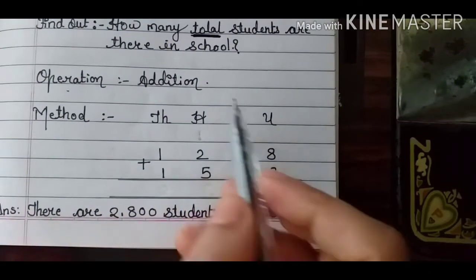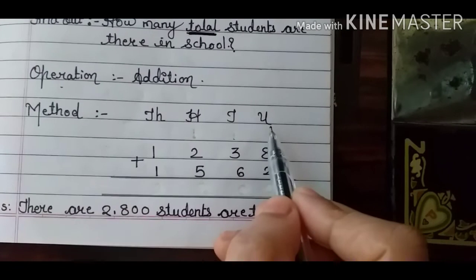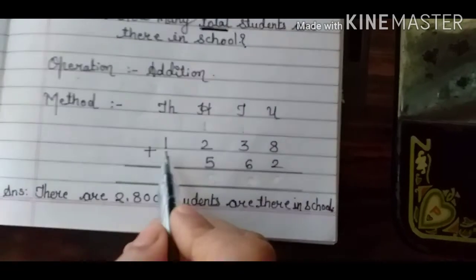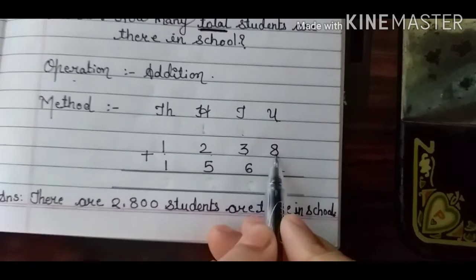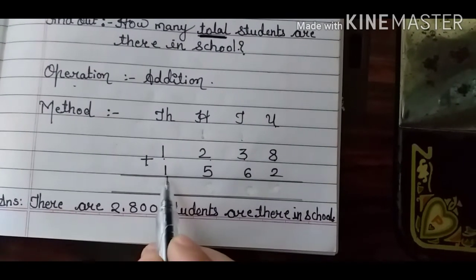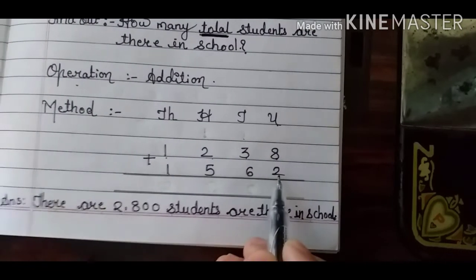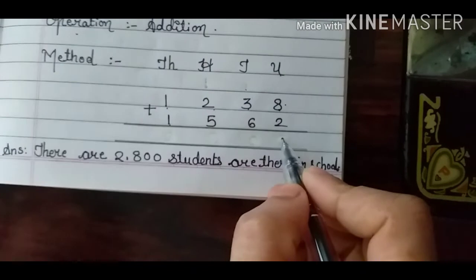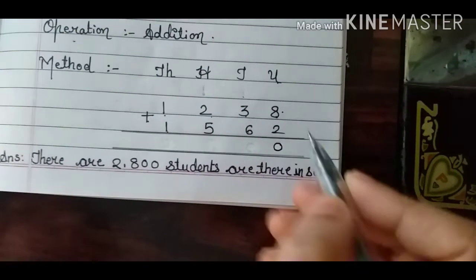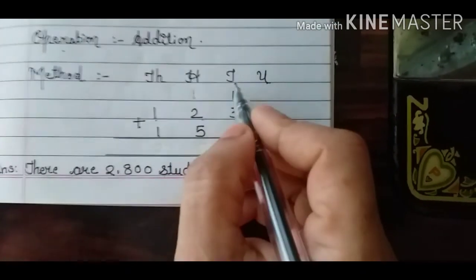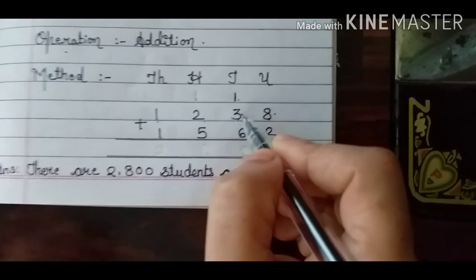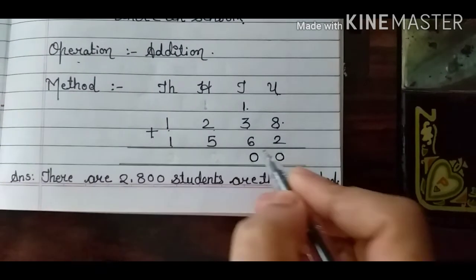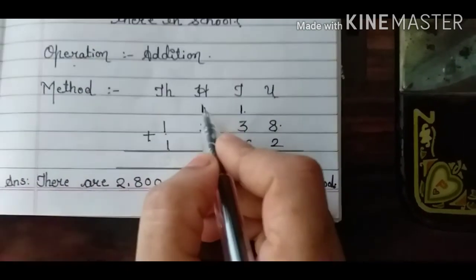Now for method, these both the numbers, first arrange them vertically and arrange them place wise: units, tens, hundreds and thousands. Our first number is 1238 and plus our second number is 1562. Now add both from units place. 8 plus 2 is 10. So 0 in units place and 1 we have to carry over in tens place. Now 1 plus 3 is 4. 4 plus 6 is 10. So write down 0 in tens place and 1 we have to carry over in hundreds place.